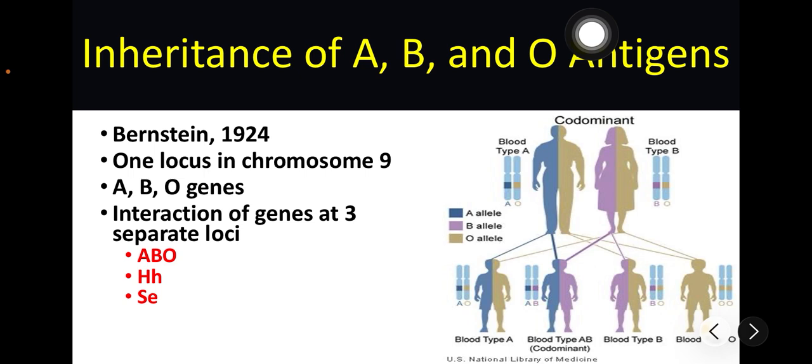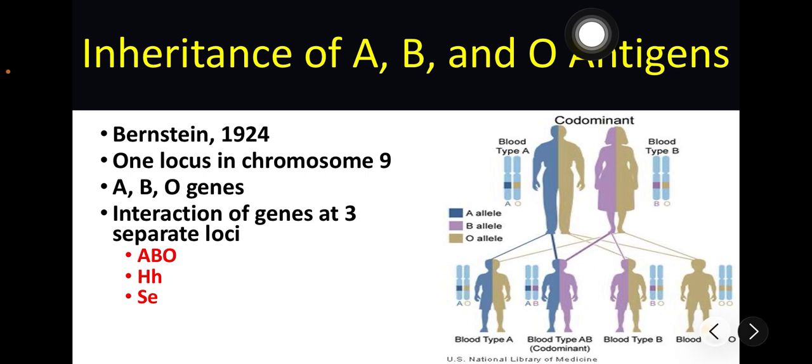We have codominant: the A and B genes are equally strong. If an individual inherits an A gene from one parent and a B gene from the other, both antigens are expressed on the red cells, resulting in the AB phenotype. For dominant, both the A and B genes are dominant over the O gene. This means if you have one A gene and one O gene, your blood type will be A.